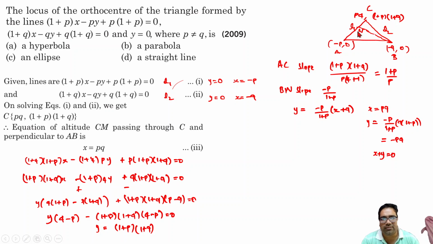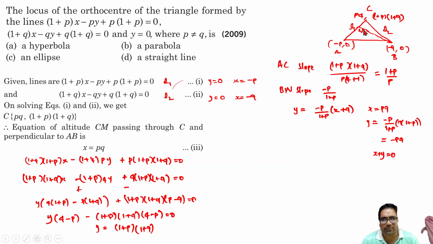Now, what is the second equation? We want to draw one more normal. Let us draw a normal on this line AC from this point B. What is the slope of this line AC? That is ((1 plus p) into (1 plus q) minus 0) by (pq minus of minus p), that is p into (q plus 1). So the slope of AC is this, where the 1 plus q will get cancelled, giving (1 plus p) by p.